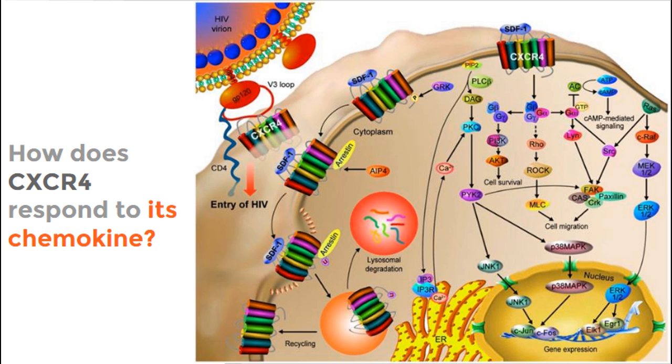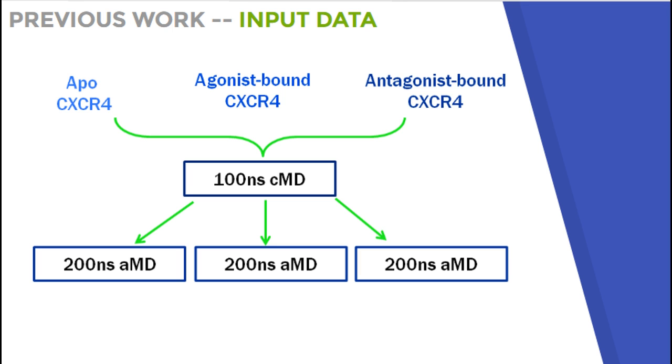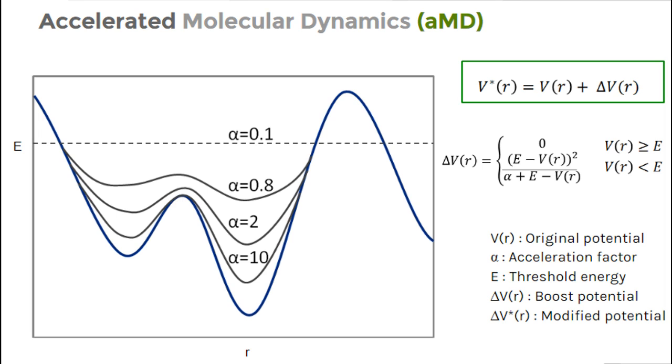So, the guiding question for our research project is, how does CXCR4 respond to its chemokine? We are interested in identifying unique druggable pockets in the inactive state and possibly therapeutic compounds to inhibit CXCR4 activity. We've been working with three structures of CXCR4: APO, agonist bound, and antagonist bound. We ran 100 nanoseconds of classical molecular dynamics simulations, CMD, for each one of them, and then 200 nanoseconds of accelerated molecular dynamics simulations, AMD, in triplicate.